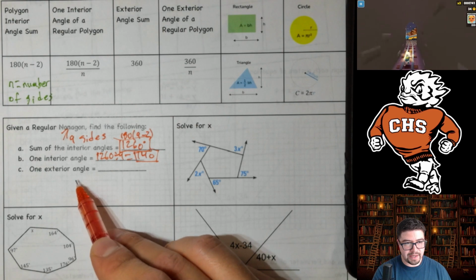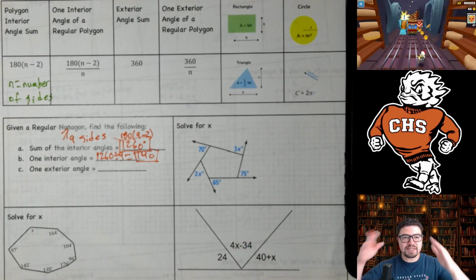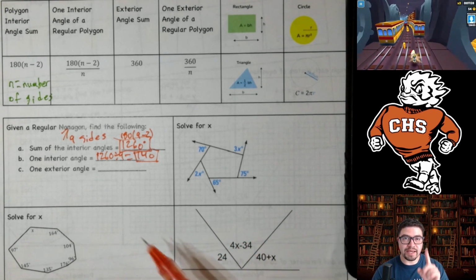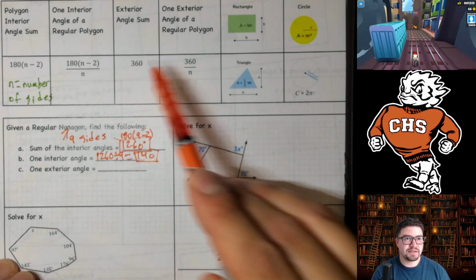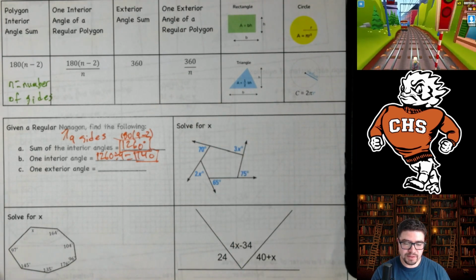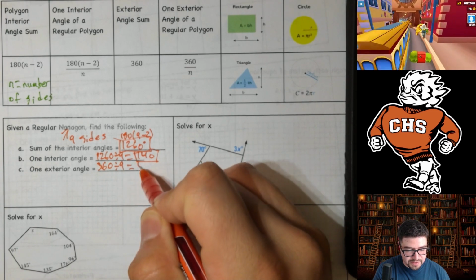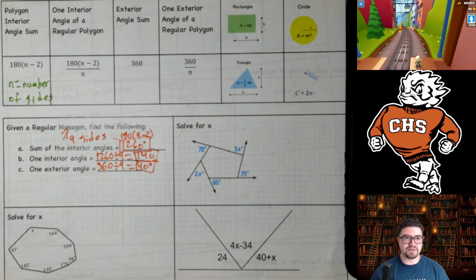So one exterior angle now. We're looking at the outside. So if we had angles on the outside of that nonagon, what is that sum going to be? What is one exterior angle going to be? We know that the sum is 360, so one angle is 360 divided by 9. So 360 divided by 9, that is 40 degrees. So 40 degrees is our answer for that one.